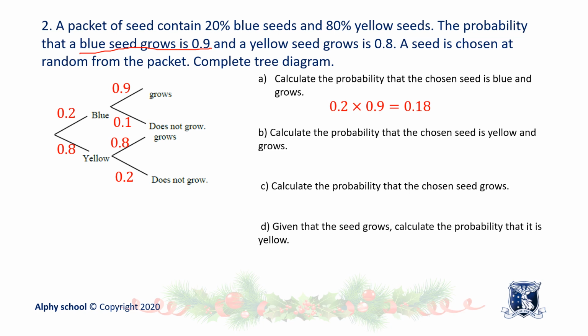Similarly, we will answer parts B and C. Part D, given the seed grows, calculate the probability that it is yellow. It is a conditional probability question.